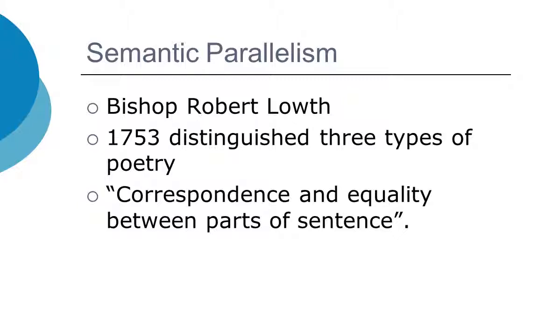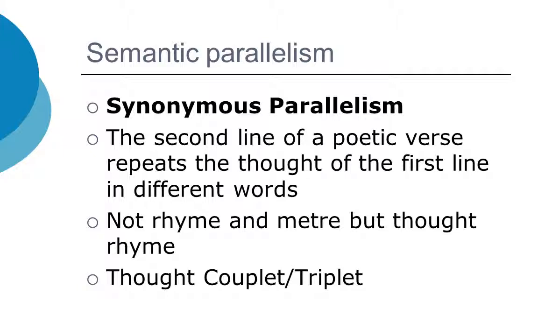And in his studies, he talked about semantic parallelism, and he said it can be identified because of correspondence and equity between parts of the sentence. Now, we'll explore that in a few moments. So semantic parallelism is what he identified, and he identified three different kinds of semantic parallelism. The first one I want to introduce to you is what he called synonymous parallelism.